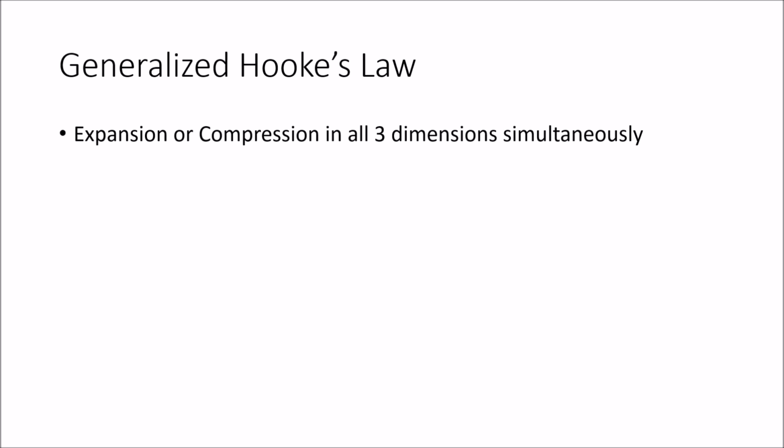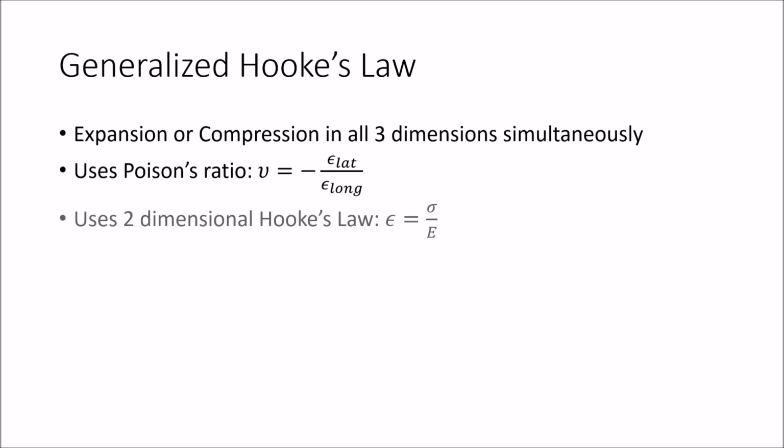We previously learned about Hooke's law, but that was only applied in 2D. Now we are going to apply it in 3D. What we understand is that expansion and compression can occur in 3 dimensions. We're going to use Poisson's ratio, which if you remember is the ratio between expansion in one direction over the other. Then we will use the 2-dimension Hooke's law, but we will combine the stresses in the different directions, x, y, and z. And this is 3D's Hooke's law.